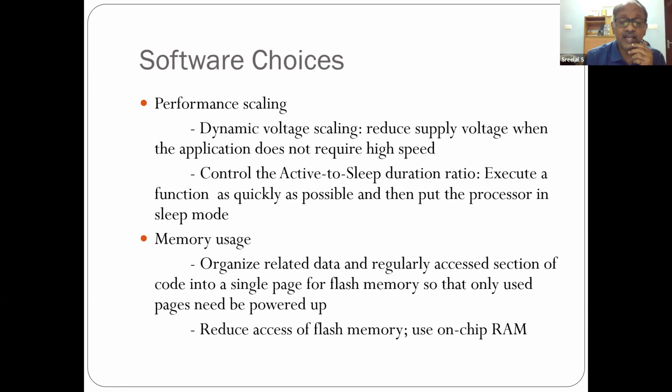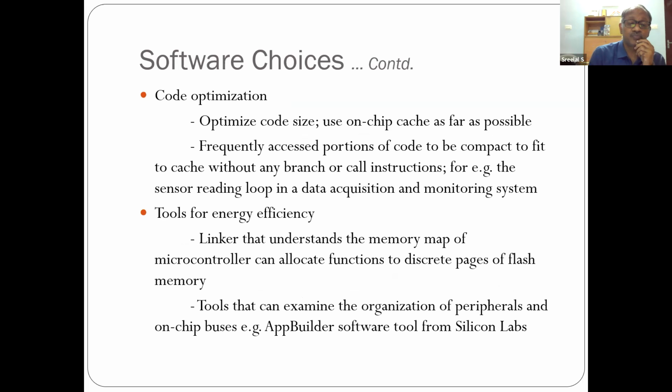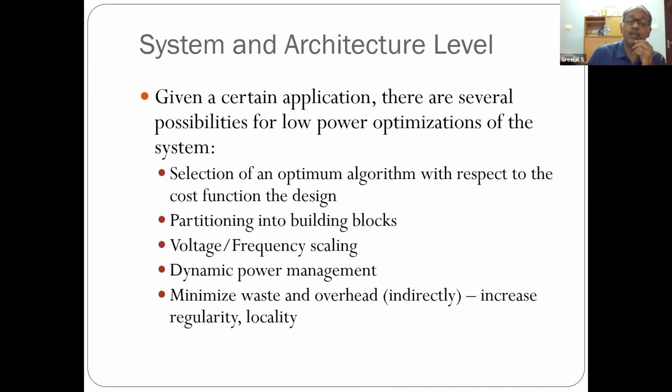So performance scaling, dynamic voltage scaling, control of the active to sleep duration ratio, and memory usage. These are some of the techniques in order to reduce the power consumption. Then code optimization, that is, optimize the code properly, and tools for energy efficiency. There are several tools which aid us in reducing the energy. That is a linker that understands, for example, the memory map of the microcontroller, and tools that can examine the organization of peripherals on on-chip buses. These are some examples of tools that can help us in reducing the power consumption.